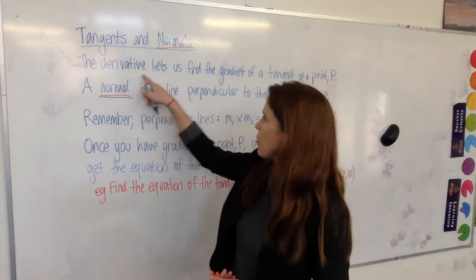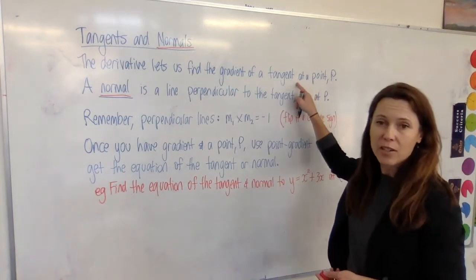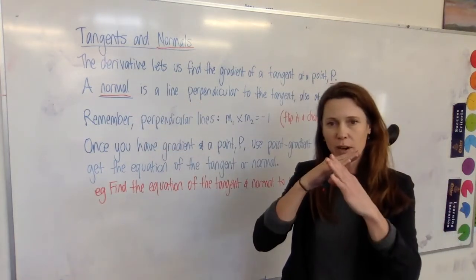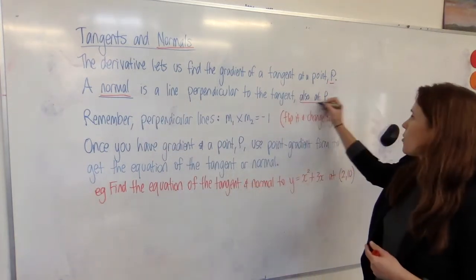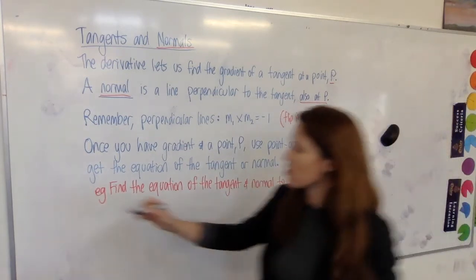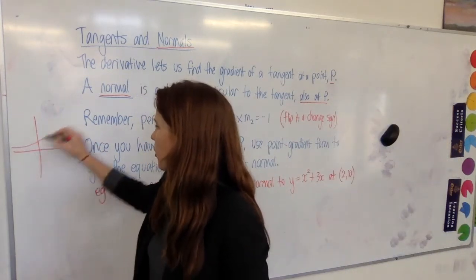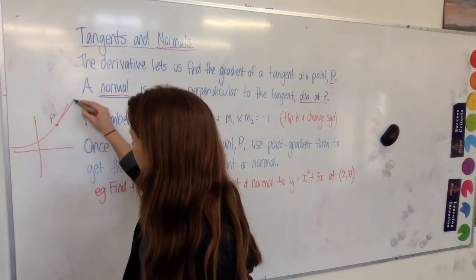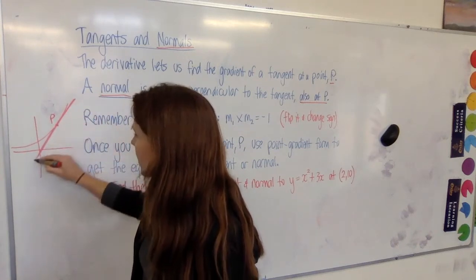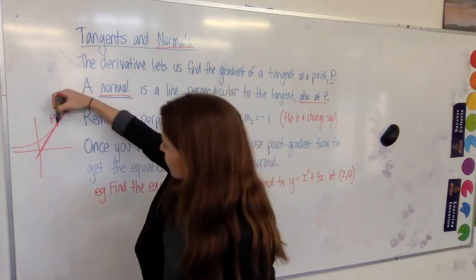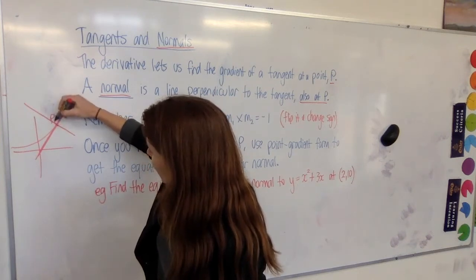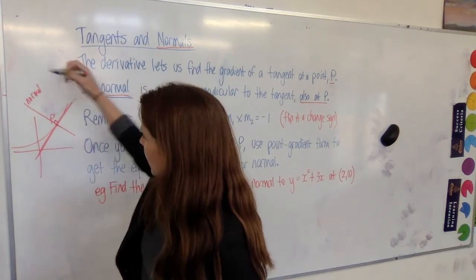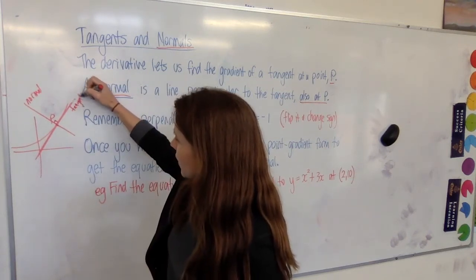So we know that a derivative lets us find the gradient of the tangent at some point P. And a normal is then a line that's actually at right angles to the tangent and also going through the same point. So let's just imagine what this might look like. If we've got some curve and we find the tangent at some point P, and that's a straight line that just touches that curve once at that point, then the normal will be at right angles to that, and we'll go along like this. So here we've got the normal, and here we've got the tangent, and they are perpendicular to one another.